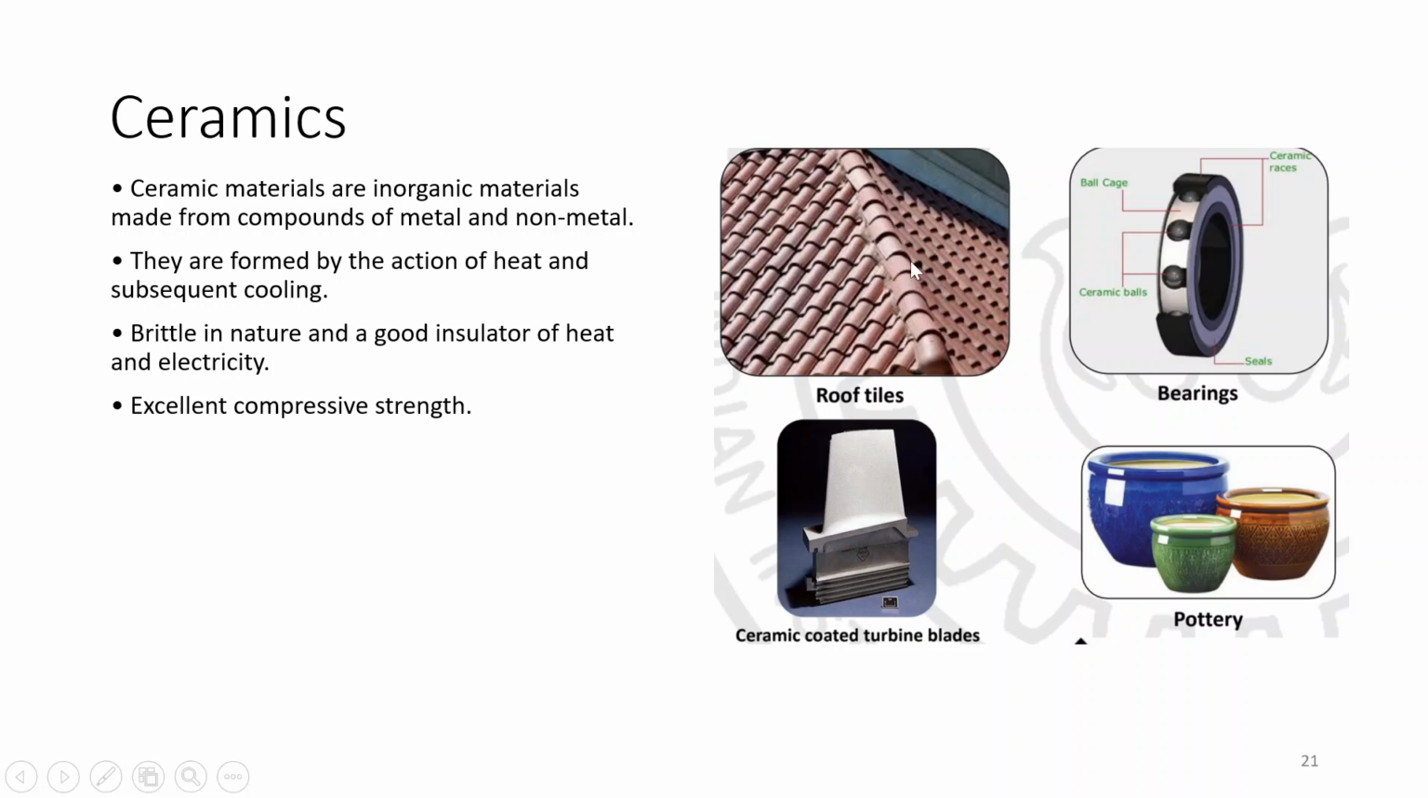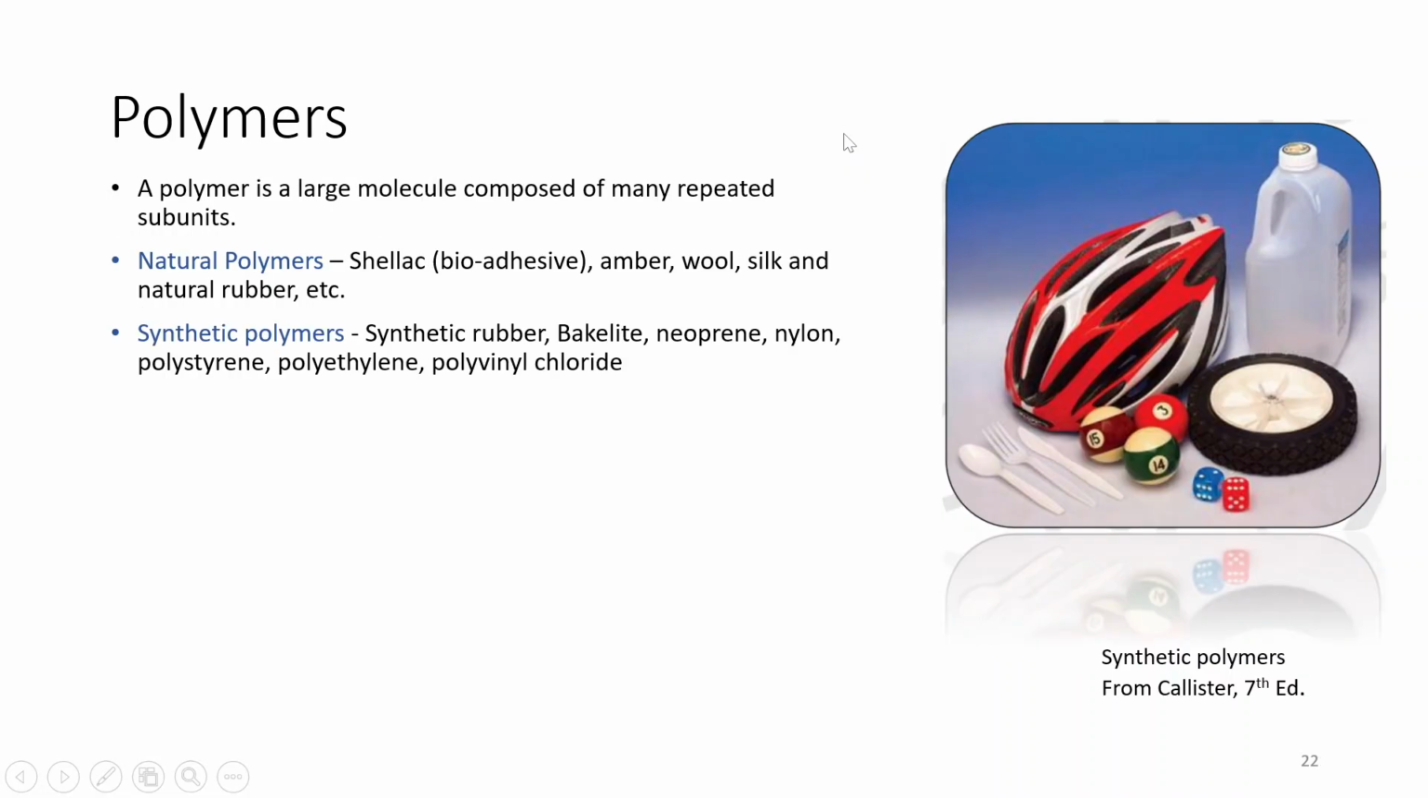So here we can see the roof tiles, these are made with ceramics, and the bearings, which can use silicon nitride or silicon boride. These types of ceramics are also used in making ceramic bowls. Then for making pottery and for making ceramic-coated turbine blades, these are some of the applications for ceramics.